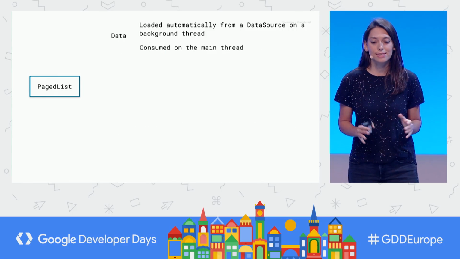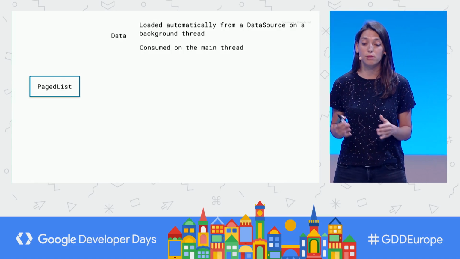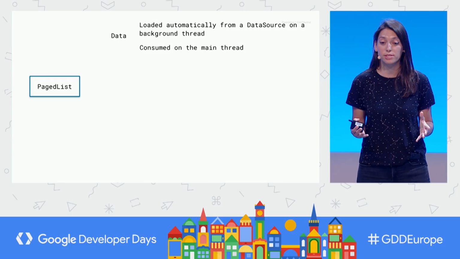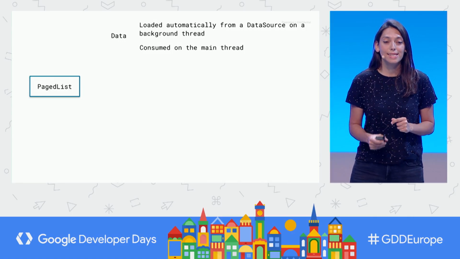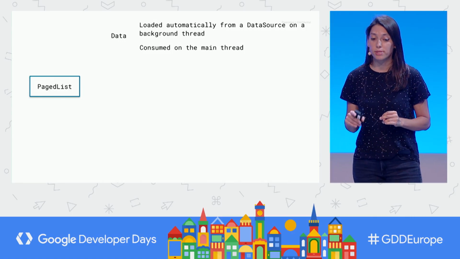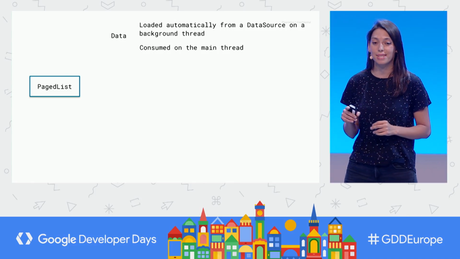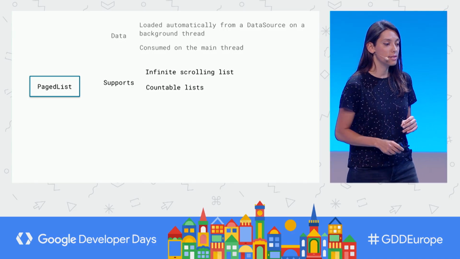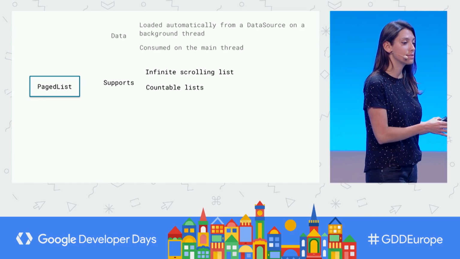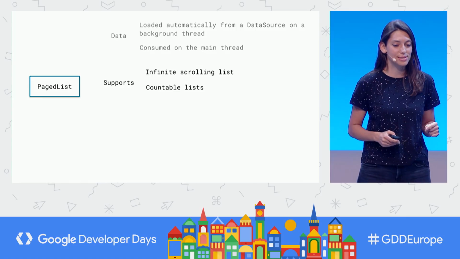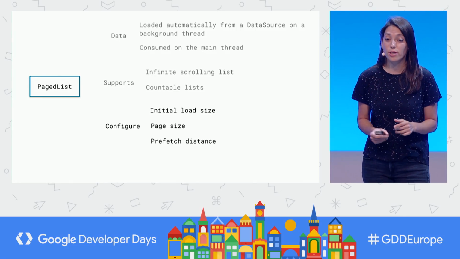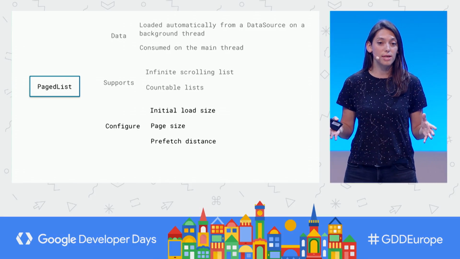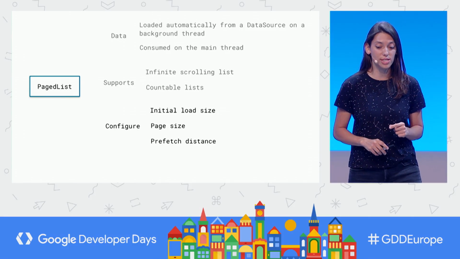The page list is a component that loads the data automatically and can provide update signals to, for example, the recycler view adapter. The data is loaded automatically from a data source on the background thread, but then it's consumed on the main thread. And it supports both an infinite scrolling list, but also countable lists. And you can configure several things. You can configure the initial load size, the page size, but also the prefetch distance.